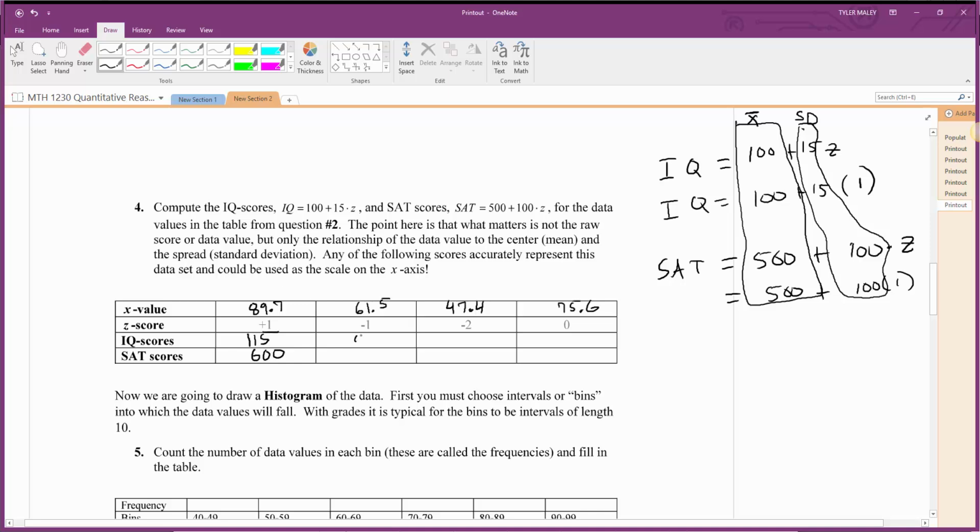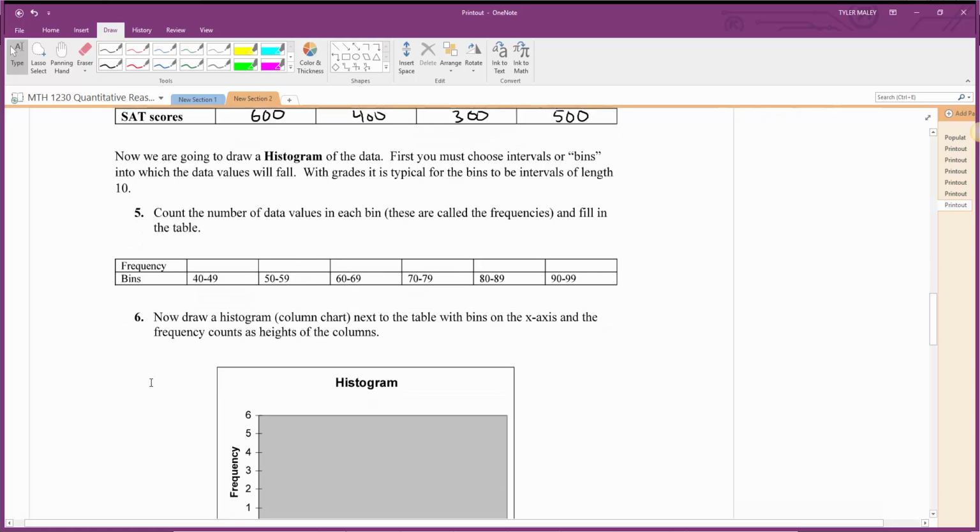So this would be 85, this would be 70, this would be 100, right? And then this would be 400, 300, and then 500, right? So you can double check those.